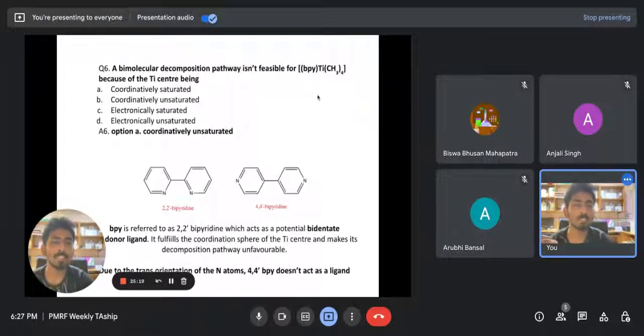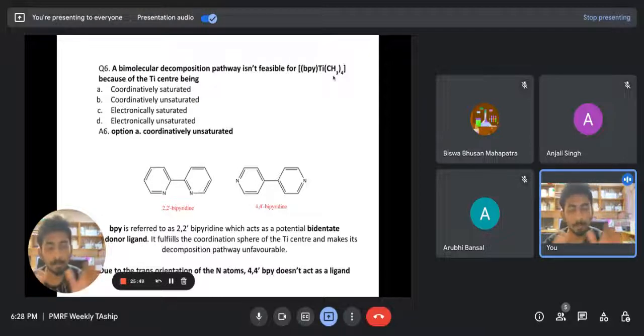If it is not having 18 electrons, it is not electronically saturated. So it is actually having 12 electrons, not 18. So the option that it is electronically saturated is not true; it is electronically unsaturated. Now, though it is electronically unsaturated, it is quite stable, because here you can see there are 4 methyl groups.